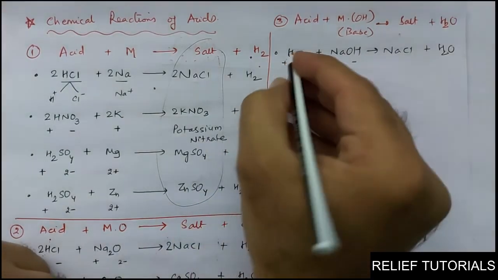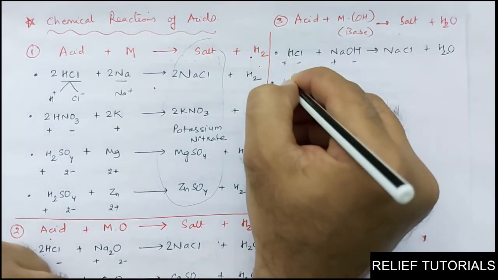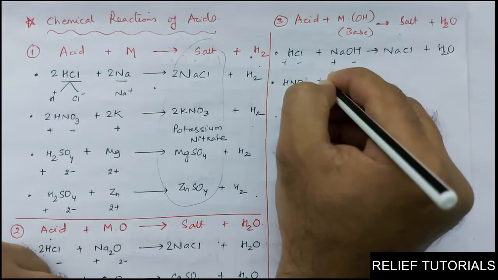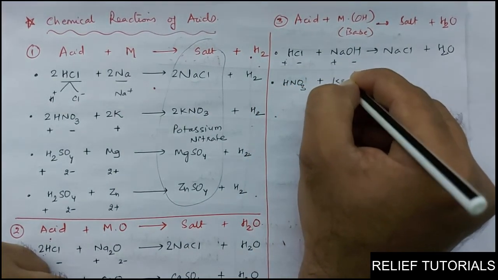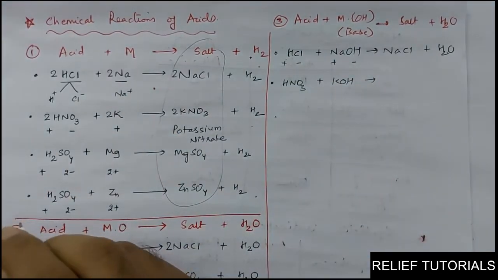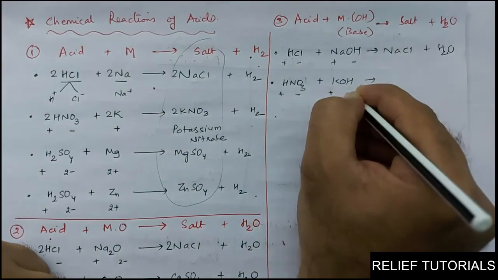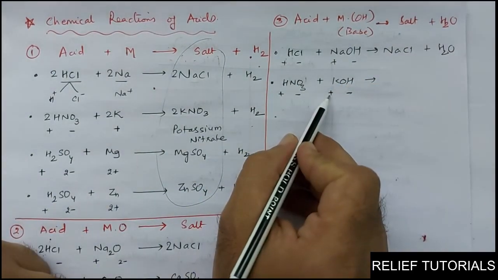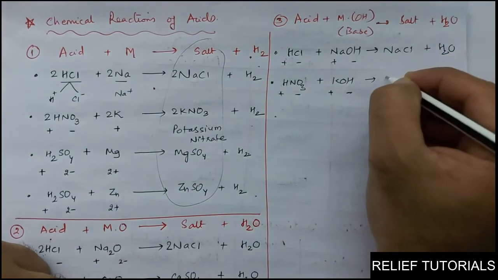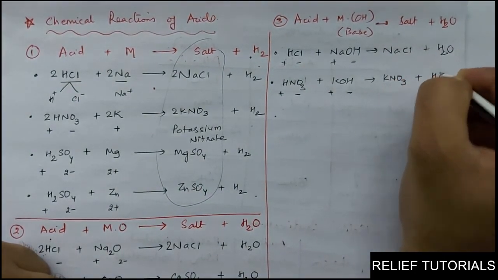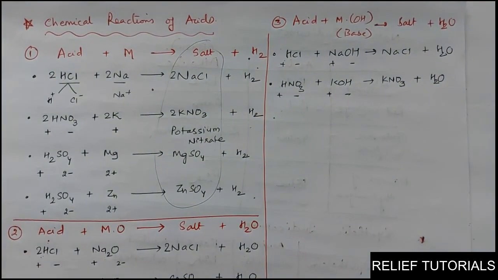Okay, let us take one more example. Let us say HNO3, nitric acid, reacts with KOH, potassium hydroxide. So H plus, NO3 is 1 minus, K is plus and OH is 1 minus. So K plus reacts with NO3 1 minus, so it forms KNO3, potassium nitrate, and water liberates. How many examples can you write here? Many examples.